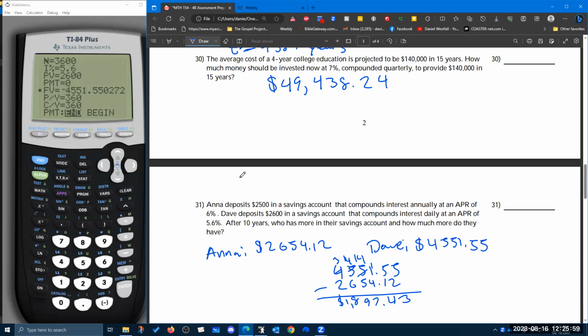All right, that's it for this section. Come back in the next section, we'll start talking, I think, about loans.